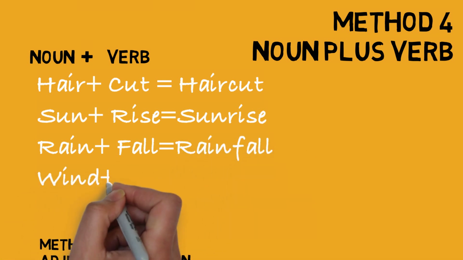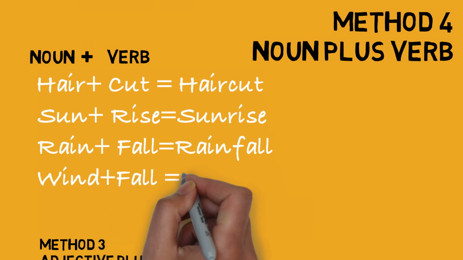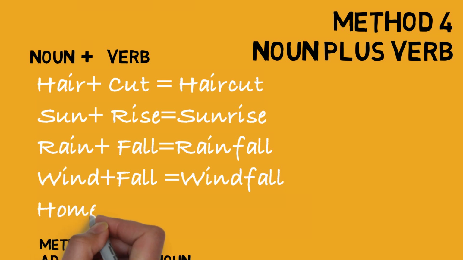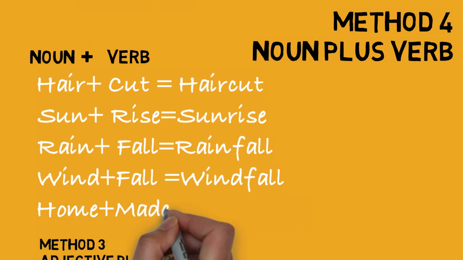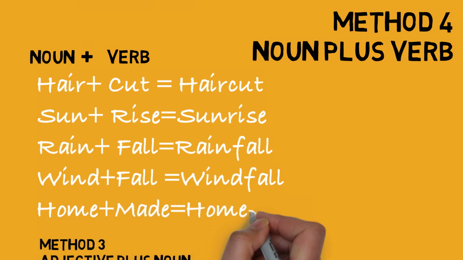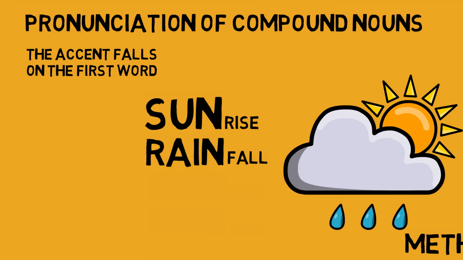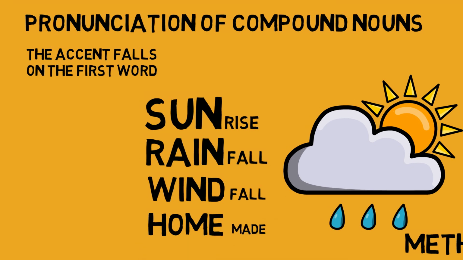Rain plus fall forms the new noun rainfall. Wind plus fall forms a new noun windfall. Home plus maid forms another new noun homemade. Now you also notice that in pronouncing these compound nouns, the accent falls on the first word. For example, sunrise, rainfall, windfall, and homemade.